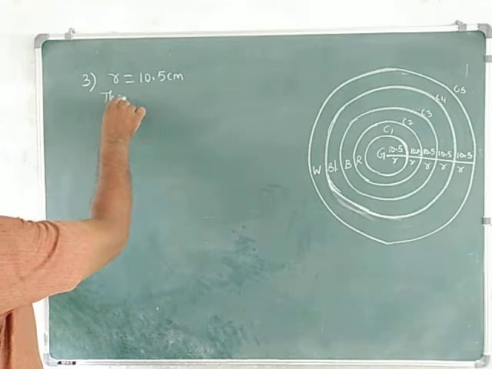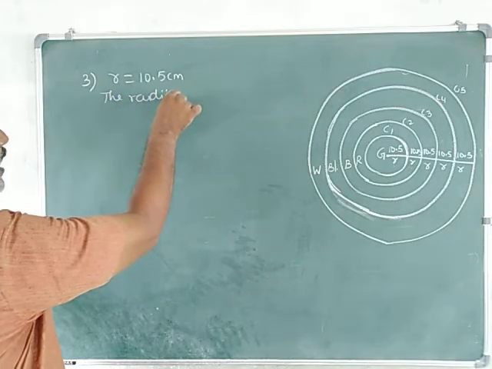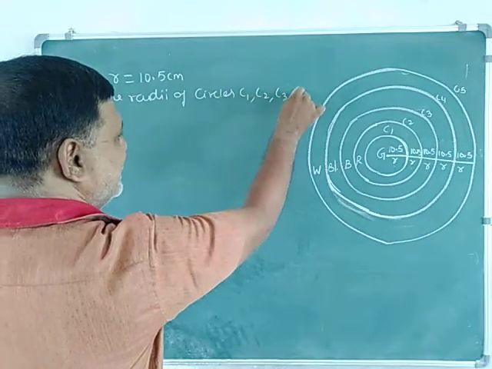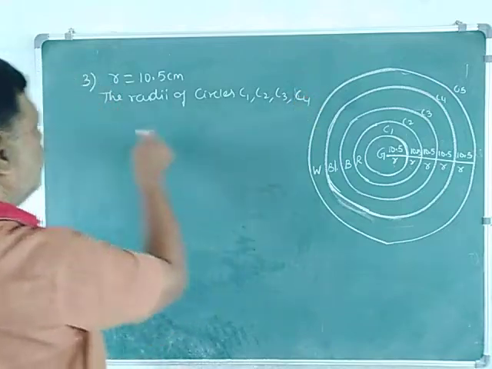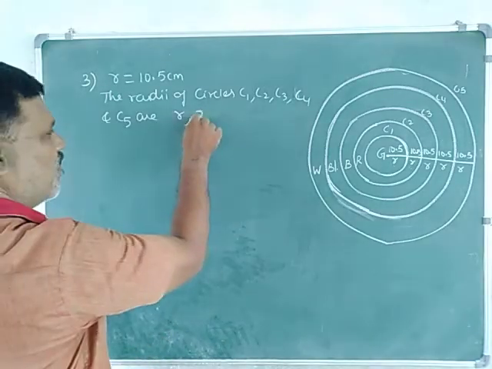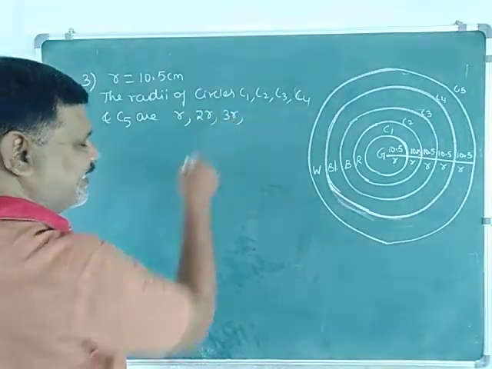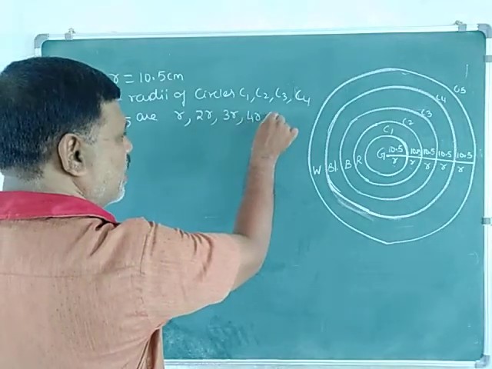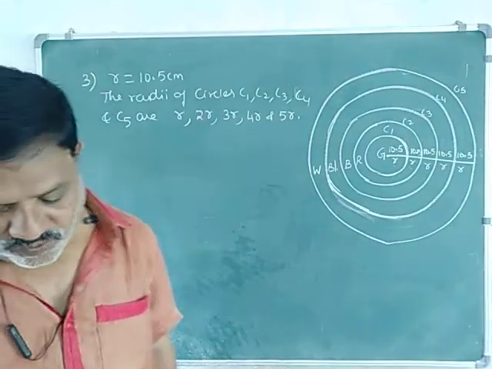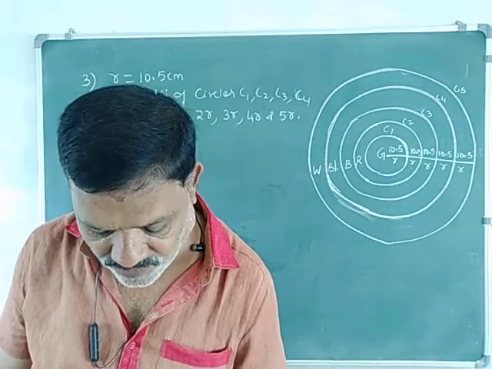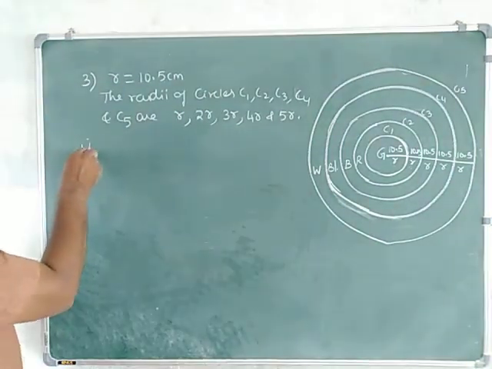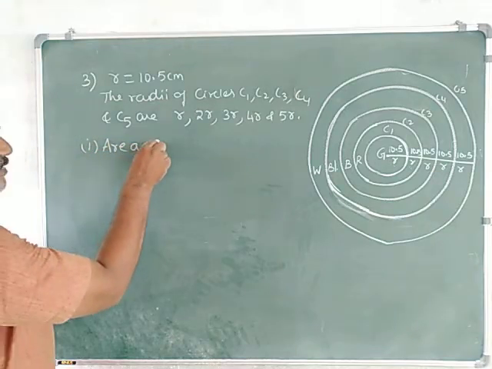Okay, so the radii of circles C1, C2, C3, C4 and C5: for C1 it is r, for C2 it is 2r, for C3 it is 3r, for C4 it is 4r, and for C5 it is 5r. Now what we have to find? We have to find the area of each of the 5 scoring regions. So number 1, area of the gold region.